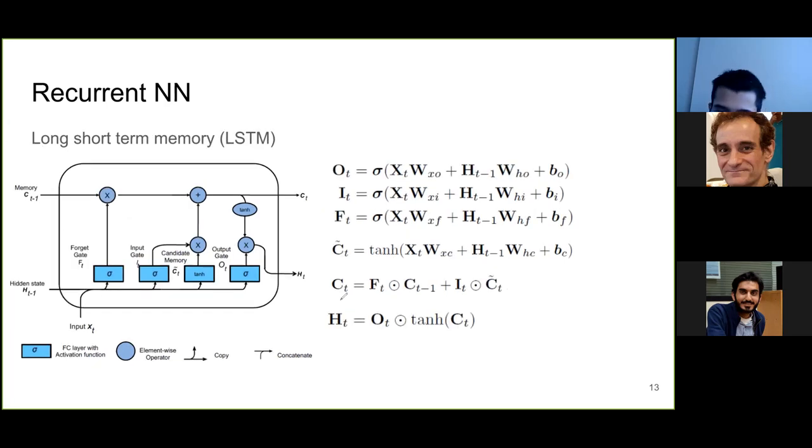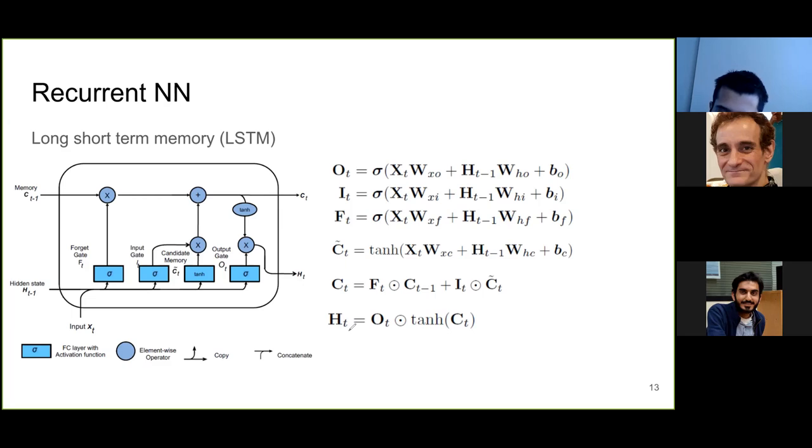After we have calculated the candidate, we update the hidden state with the output gate multiplied by the scaled version of the current memory cell. So here H_t acts like a short-term memory, and this C_t acts like a long-term memory.